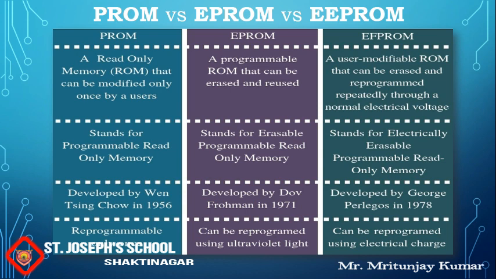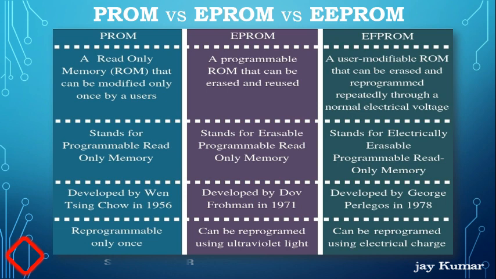Now, PROM stands for Programmable Read-Only Memory, that I told you previously. PROM was developed by Singh in 1956, whereas EPROM was developed by Foreman in 1971. EEPROM was developed by George Perlegos in 1978. PROM is reprogrammable only once, whereas EPROM can be reprogrammed using ultraviolet light, whereas EEPROM can be reprogrammed using electrical charge. So these are the major differences between PROM, EPROM and EEPROM.